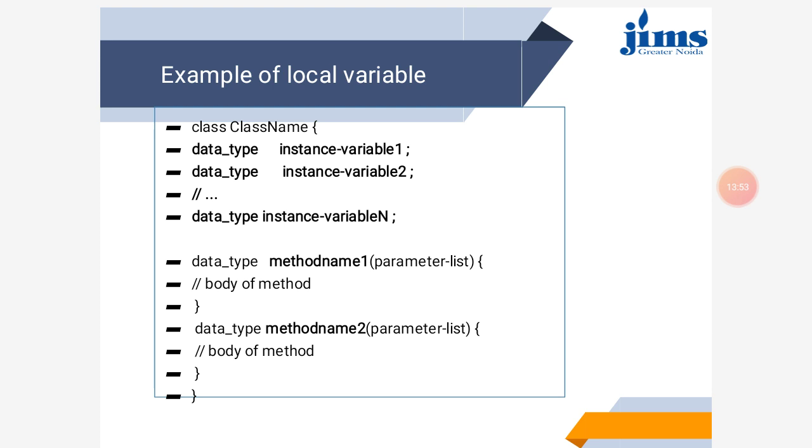And second types are your local variables. Local variables are generally defined in blocks or in methods. So in this example we can see there is a class name and it has instance variables with their data types, and if there are methods, then they have their own parameter list. So in any class there are members. Members are what? Members are attributes as well as methods.